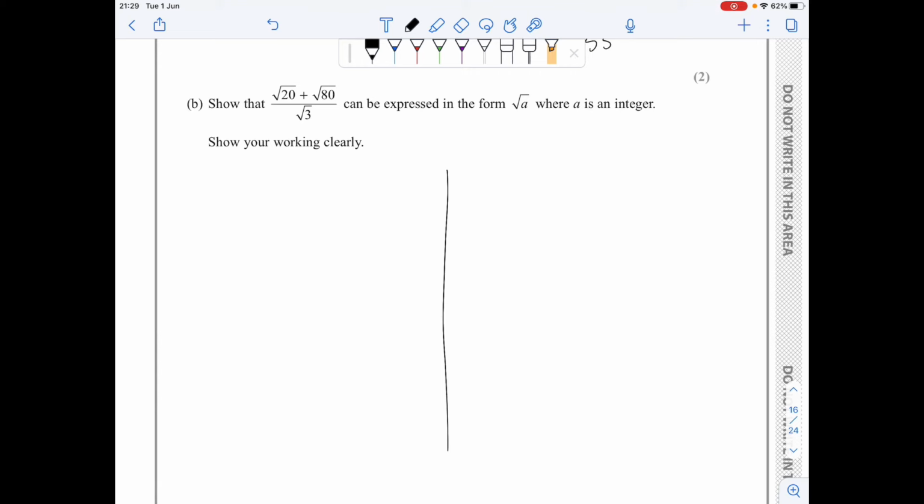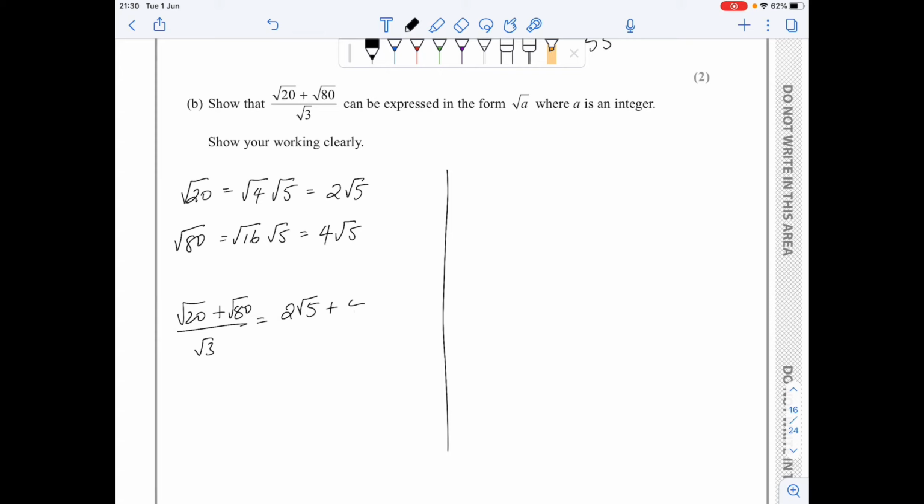Method 1 involves writing square root of 20 as square root of 4 times square root of 5. This is 2 root 5. Square root of 80 is equal to square root of 16 square root of 5. So this is 4 square root of 5. So my original expression, square root of 20 plus square root of 80 over square root of 3 is equal to 2 root 5 plus 4 root 5 over root 3. This is equal to 6 root 5 over root 3.